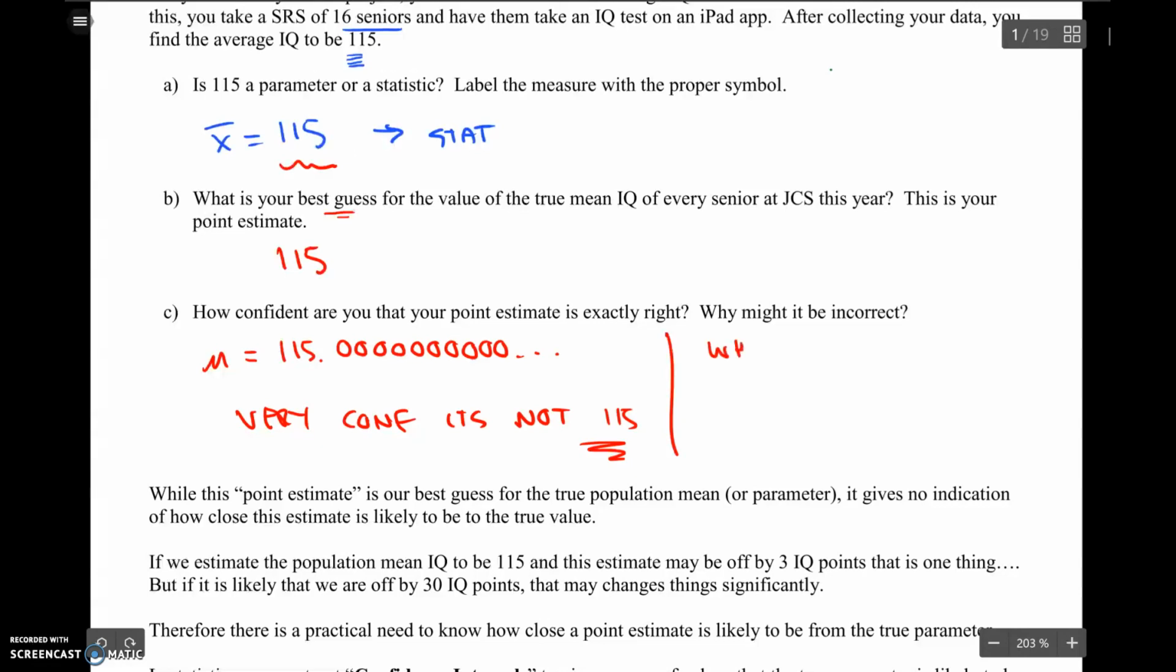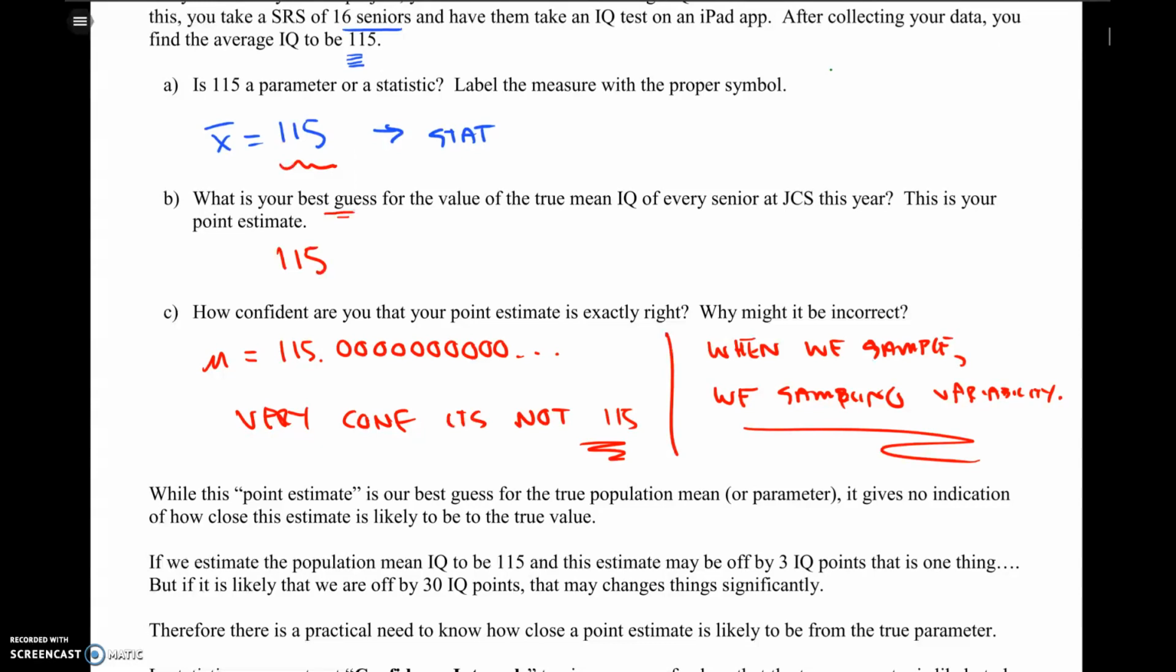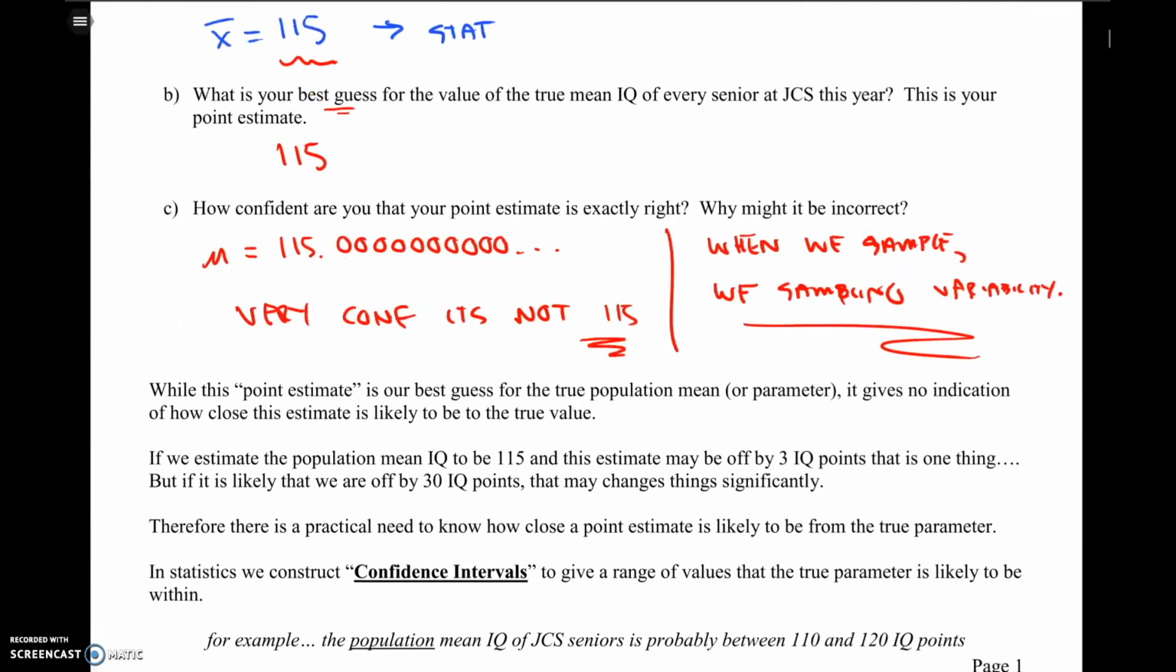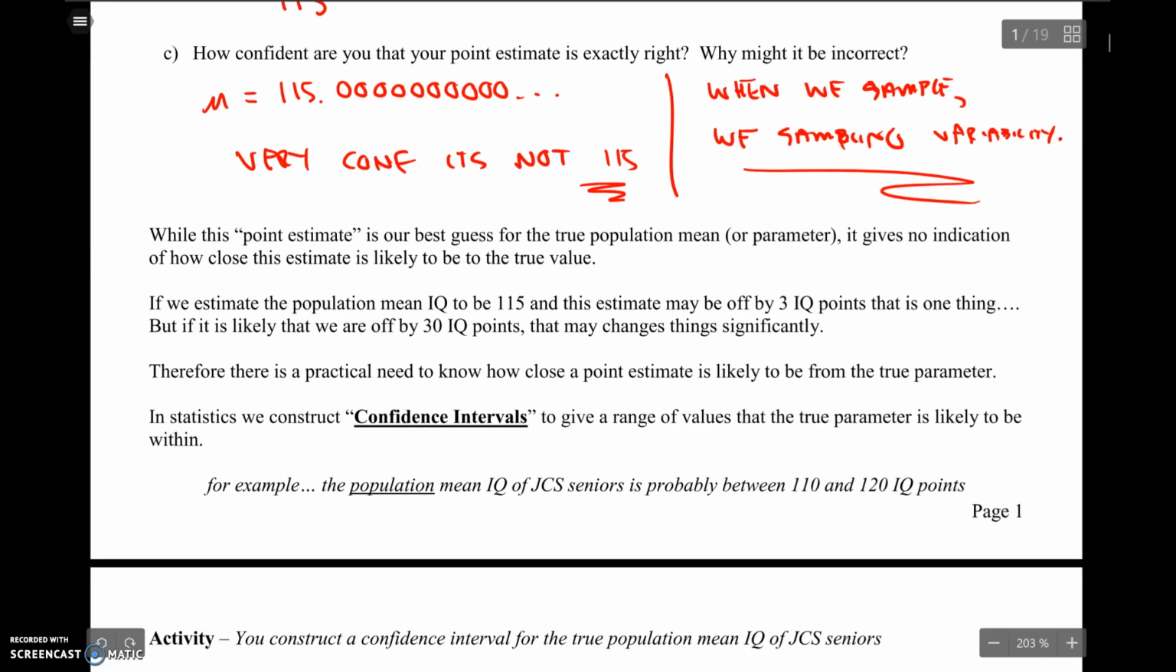Why might it be incorrect? When we sample, we get sampling variability. Sorry, I could word this a little more gracefully, but when we take a sample and we repeat our sample, and we do another sample, each time we're going to get sample statistics that are slightly off. So that's just random chance. While this point estimate is our best guess, it gives no indication about how close this estimate is likely to be to the true value.